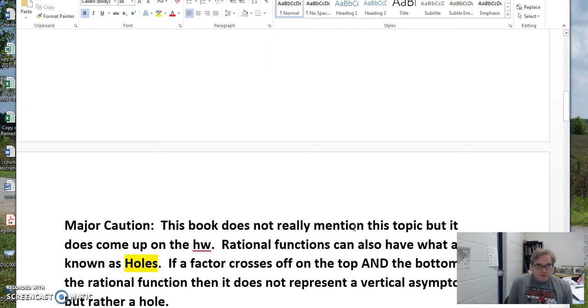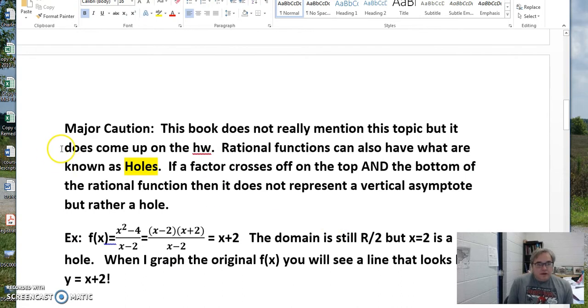Okay, major caution. Major caution is this book does not really mention holes, and they're going to still ask you the question, is there a vertical asymptote? Well, sometimes you're going to identify something as being a possible vertical asymptote, but it's not. The function is still undefined there, and what it's called is a hole. And the book doesn't talk about that, but they do ask you if or if not there's a vertical asymptote. So if there's not, there's probably a hole.